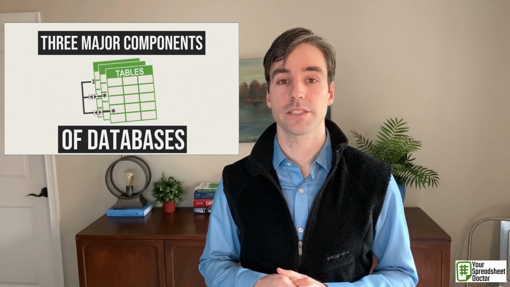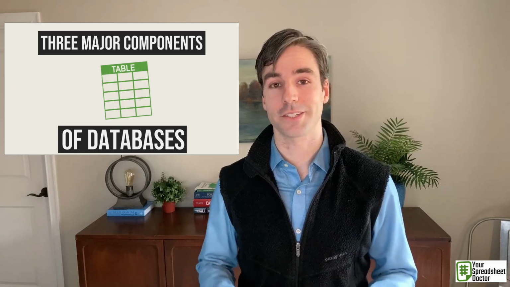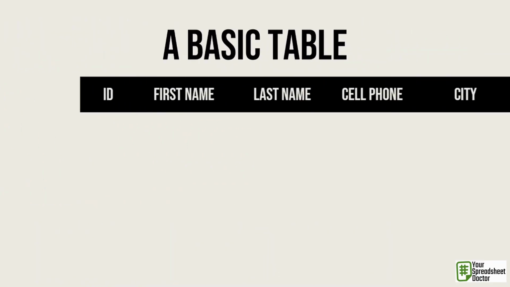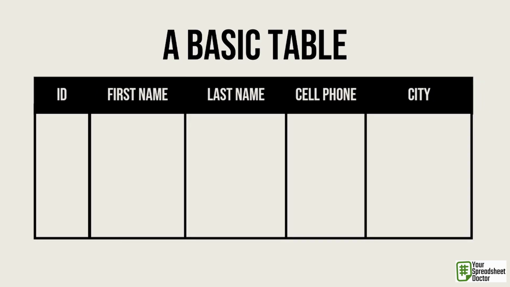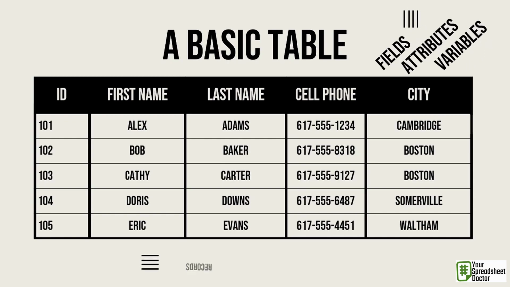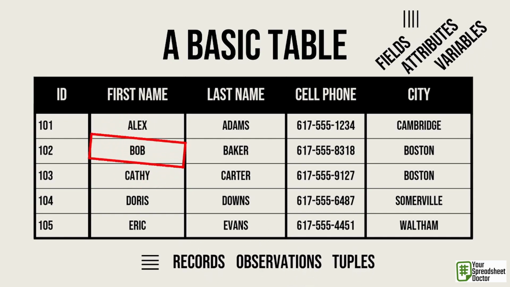advanced level. Let's start by talking about the most basic elements of a single table. And this is pretty straightforward. Any basic table has columns, and it has rows. The columns are sometimes called fields, attributes, or variables, and rows are often called records, observations, or tuples.